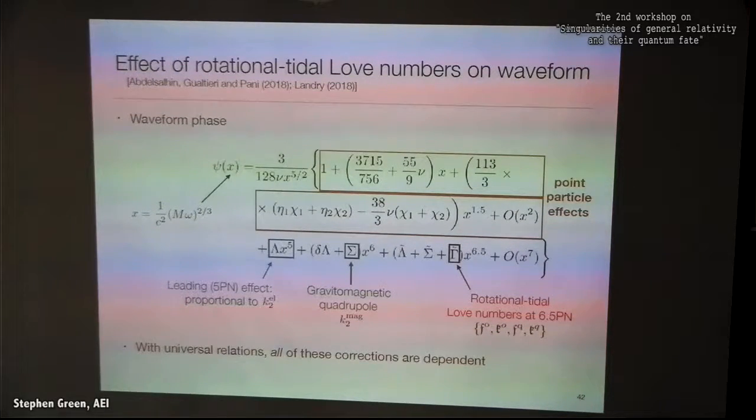But the point of all of these universal relations is that all of these corrections that we're finding here are dependent on each other. They're not independent, and if you know one, then you know all of them. If you can measure these different PN orders, you can make sure they follow the correct relationship. And in addition to getting your tidal parameters, you get to test your general relativity theory, or your entire framework, basically.